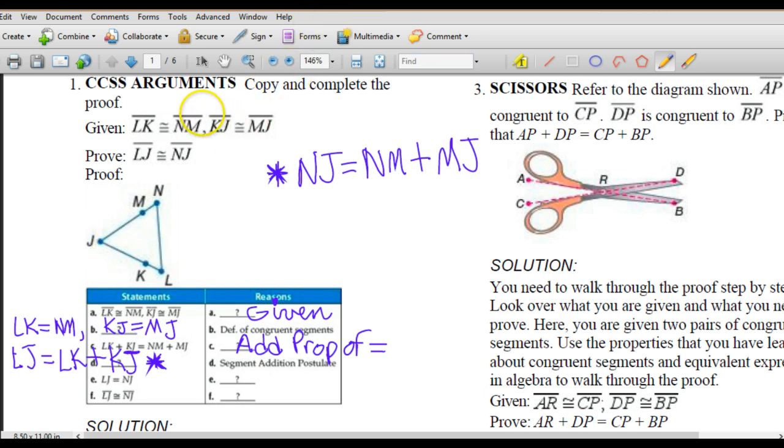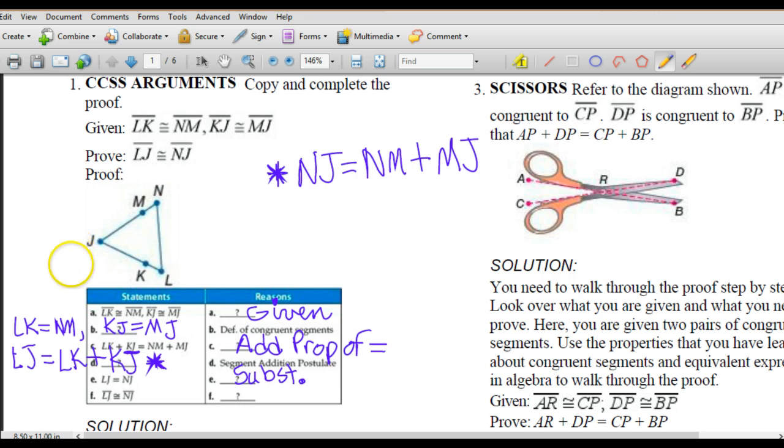Now we also know up here that NJ is equal to NM plus MJ. So if NJ is equal to NM plus MJ, and through substitution LJ is equal to NM plus MJ, then we can say that they're equal to each other. Through substitution, we substituted in for LK and KJ these values here. So substitution, that's how we abbreviate.